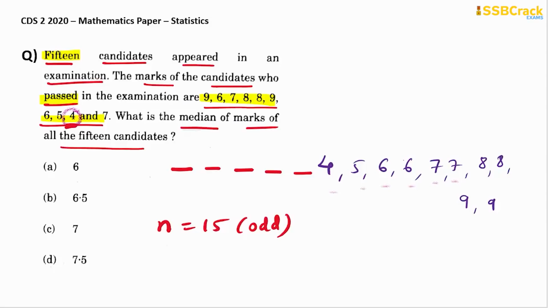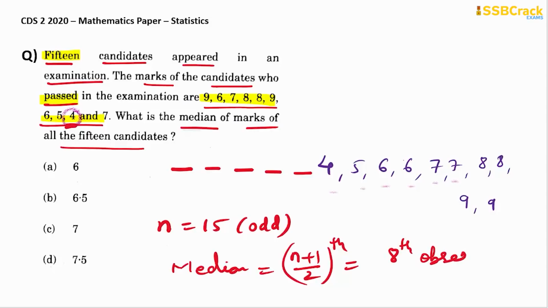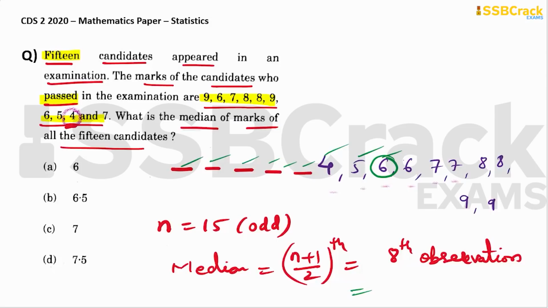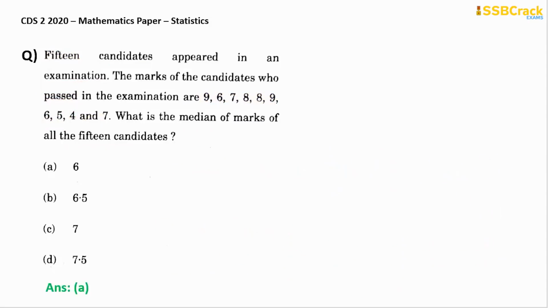So for odd data, you know the median formula, right? What will be the median? Median will be (n plus 1) by 2th observation. So it will be (15 plus 1) by 2, that is the 8th observation. So what is that observation in the given data values? You could see that there were already 5 observations, so already counted. So this is 6th, 7th and 8th. Hence the median of the data, that is the 8th observation, is 6, and hence the answer to this particular question becomes option number A.